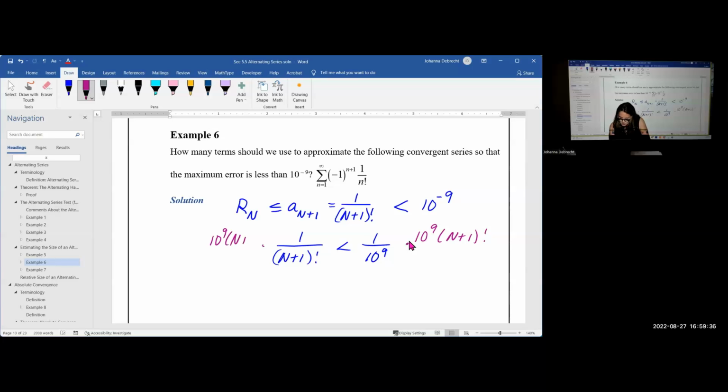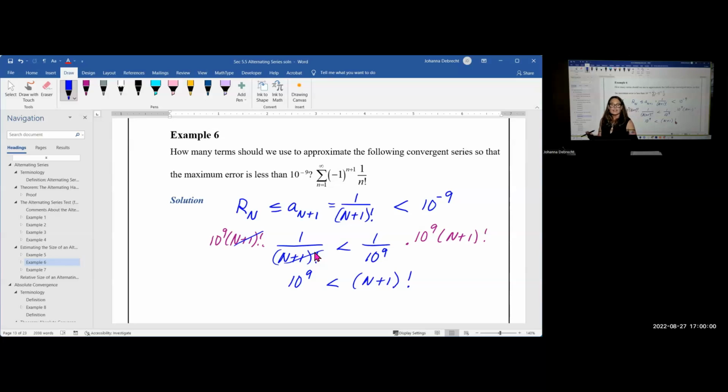Now, what does this do for me? Well, this gets rid of the fraction part, which is always a good thing. So I got rid of that, and it puts the 10 to the 9th on the left-hand side of the inequality. And then I've got n plus 1 factorial on the right. Now, to finish this, you're actually just going to have to try some numbers and see what we get.